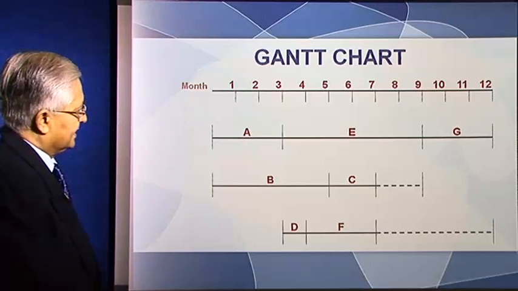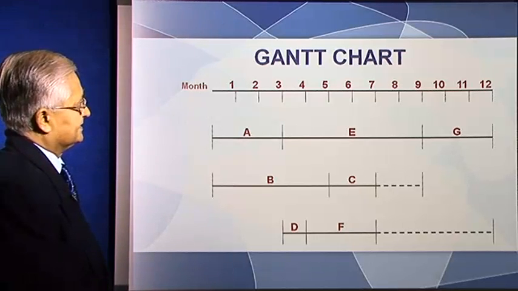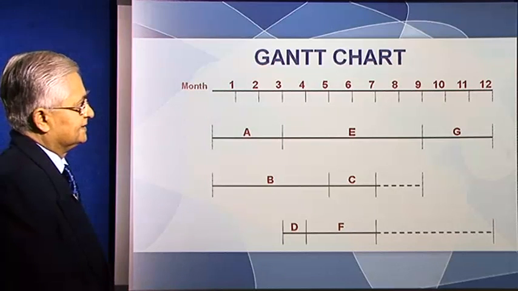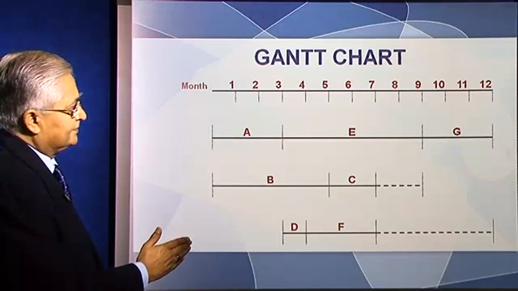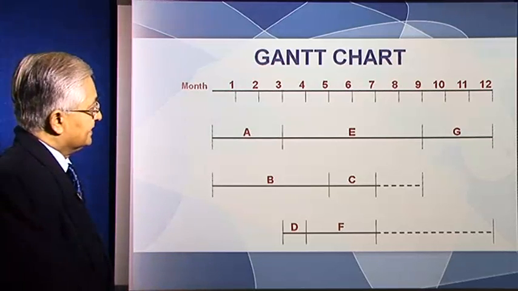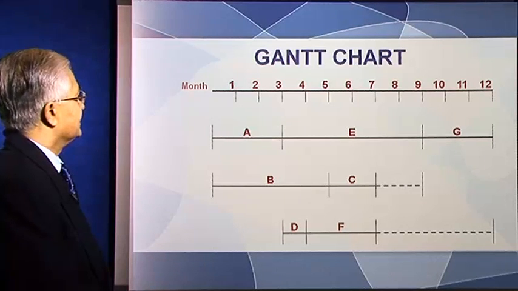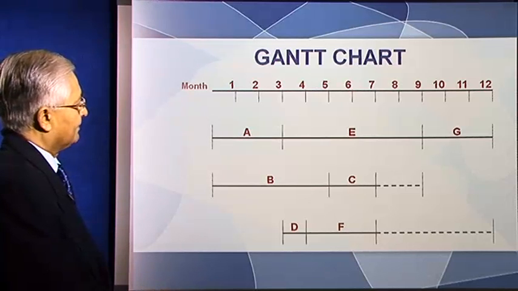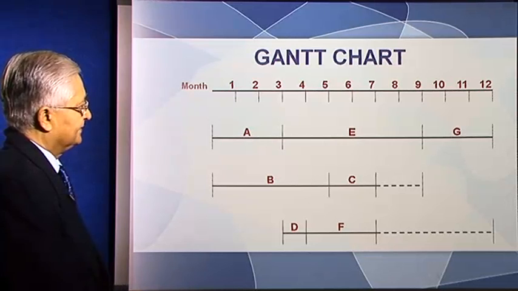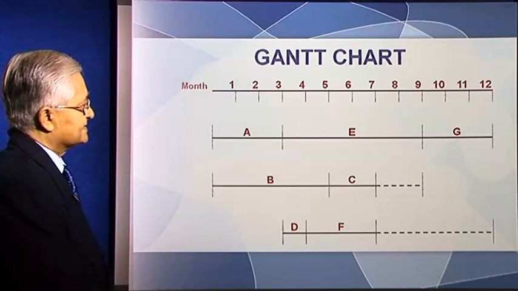Right. Now B takes 5 months. C begins after B is over and takes 2 months. So at the end of 7 months, C is over. Now D begins after A is over and takes 1 month. So D is over at the end of the 4th month. F begins after that and is over at the end of the 7th month.